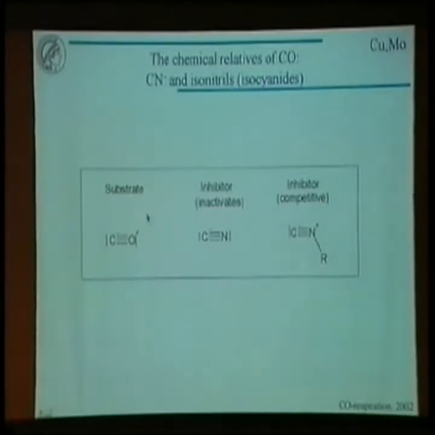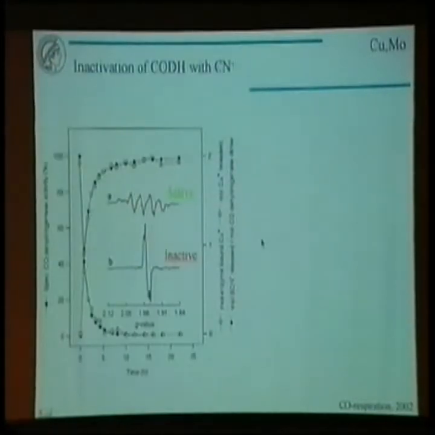So we went on and used inhibitors, substrate analog inhibitors. And this is the substrate, CO. Now we knew that cyanide, which is very similar to CO, inhibits, inactivates. And there are isocyanides, which also inhibit. And these we can study by crystallography again.